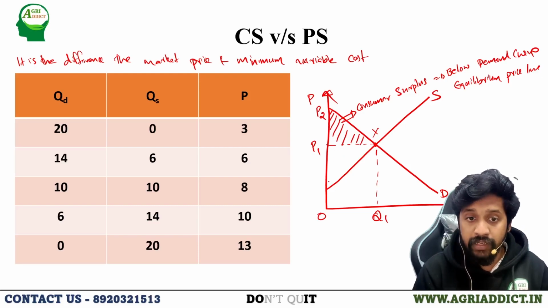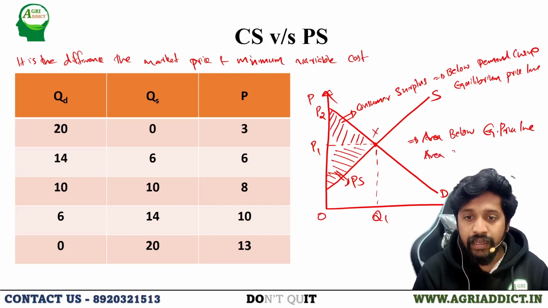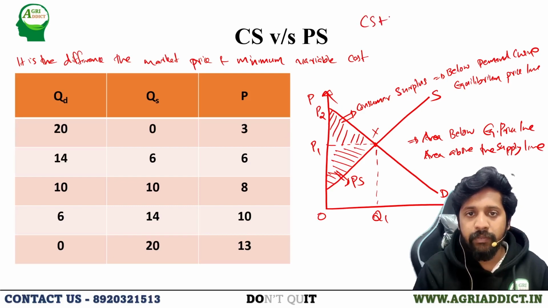Where does this producer surplus come? Just opposite, right? This will be the producer surplus. Therefore this can be considered as producer surplus, and producer surplus is the area below the equilibrium price line and area above the supply line, right? Because this is the supply line. So the area below the equilibrium price line and area above the supply line constitute the producer surplus, and consumer surplus plus producer surplus is given by economic surplus. So this is the basic idea.